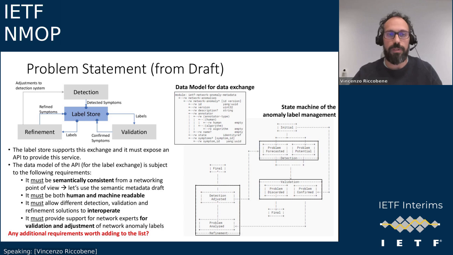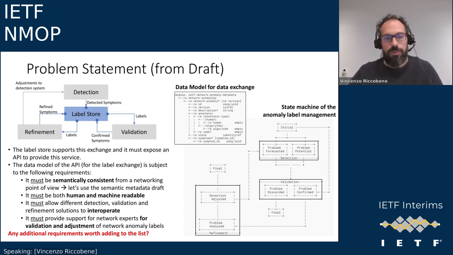When you have multiple components like detection, refinement, and validation having to cooperate together, you want these things to speak the same language, having a uniform API, which is what we're trying to do with this data model, by the way. We managed to collect at least four major requirements that this API has to satisfy. The first is that we need to be semantically consistent from a networking point of view, and this is the main reason why we rely on the semantic metadata draft.